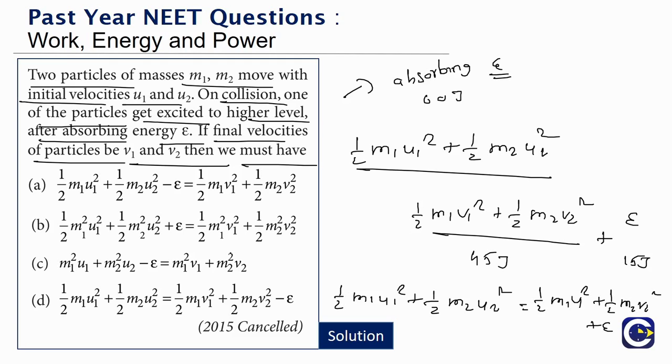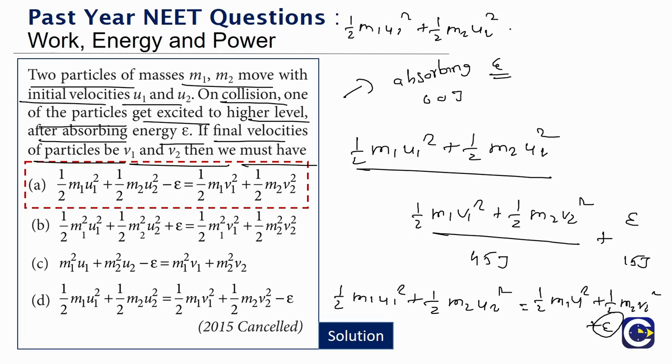But if you look at these options, look at this option. What is the corresponding option? We have option A. They have just brought this E to the left side. When we bring it to the left side, it will be minus. So the one that they are expressing is half m1 u1 square plus half m2 u2 square minus E. This is like 60 minus 15. That is equal to our 45, half m1 v1 square plus half m2 v2 square.